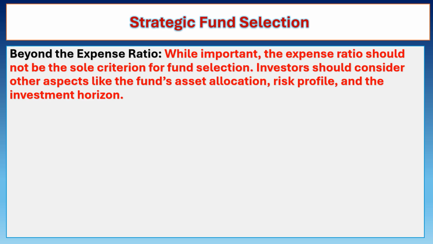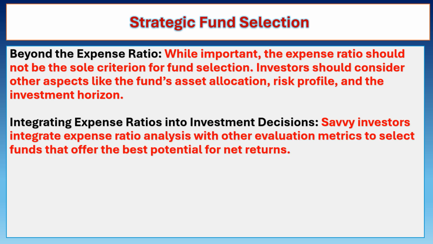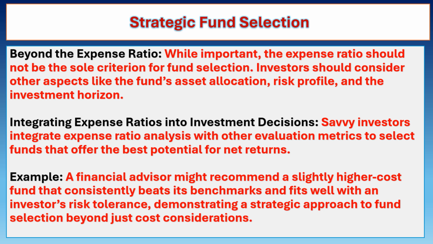Strategic fund selection. Beyond the expense ratio. While important, the expense ratio should not be the sole criterion for fund selection. Investors should consider other aspects like the fund's asset allocation, risk profile, and investment horizon. Integrating expense ratios into investment decisions. Savvy investors integrate expense ratio analysis with overall evaluation metrics to select funds that offer the best potential for net returns. For example, a financial advisor might recommend a slightly higher cost fund that consistently beats its benchmark and fits well with an investor's risk tolerance, demonstrating a strategic approach to fund selection beyond just cost consideration.